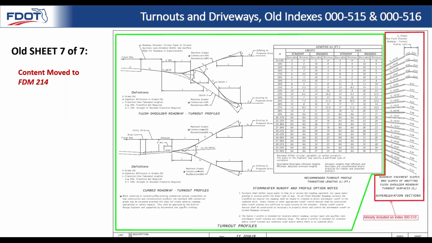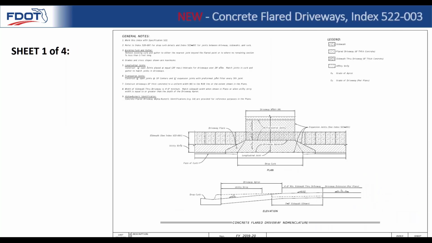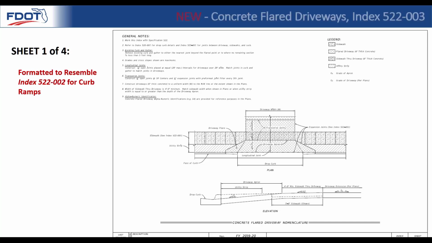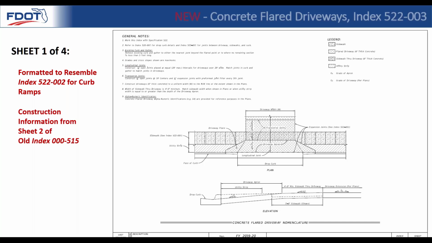So just real quickly look at some of the sheets of the new concrete flare driveways. And again, we pulled all the information that was previously related to purely concrete turnouts and put that within 522, which is the specification with which these would be paid for and the workmanship would be done under for construction. So this sheet primarily includes content from what was sheet 2 of old design standard index 515. We reformatted it to resemble a lot what you would see in index 522-002 for curb ramps. And we included a nomenclature drawing similar to the curb ramps index to kind of define the terms used either within this index or within the specification.